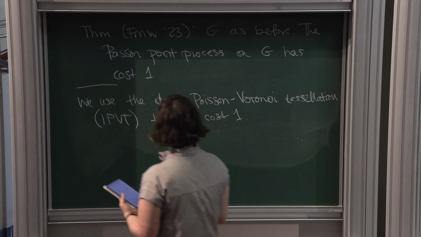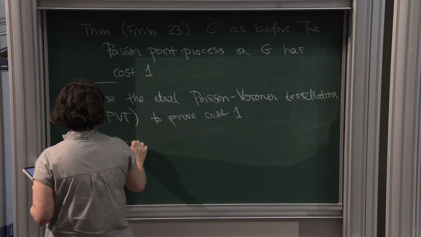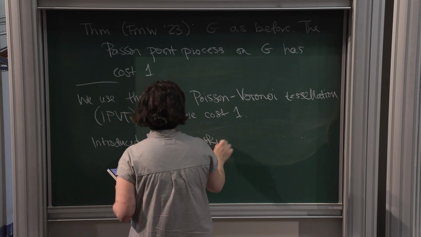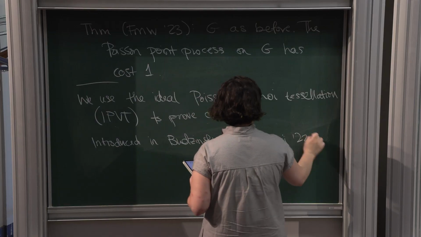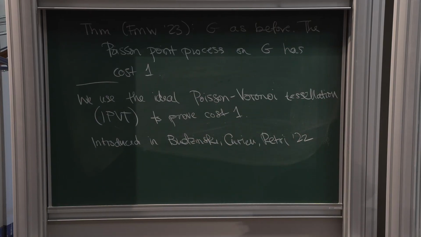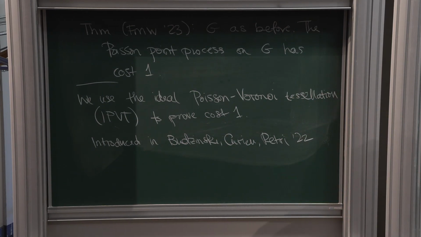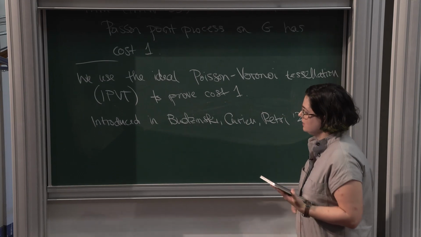This was introduced in a paper of Budzinski, Kirian, and Petri in 2022. They used it to prove something about the Cheeger constant for hyperbolic surfaces, I believe, but they didn't explicitly construct it.